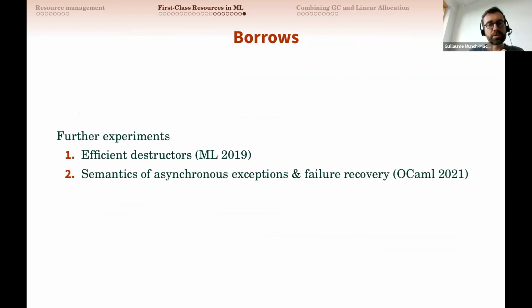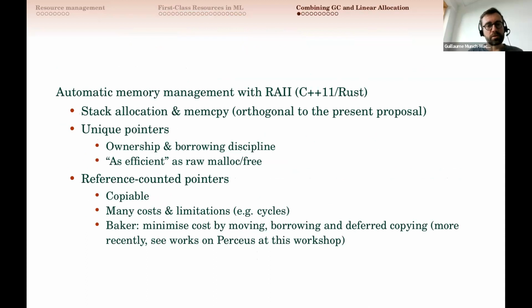And I want to talk a bit about resource management, because one of my goals with this project is to mix different strategies for allocating memory. So in languages without a GC like C++ and Rust, they have different techniques to allocate memory. They use stack allocation and memcopy. So this is a different work than the present proposal.